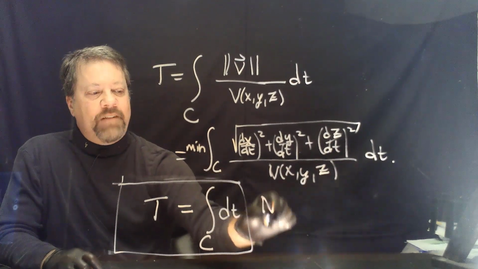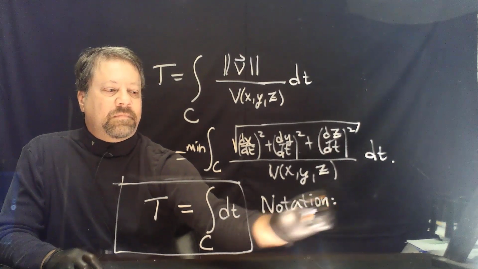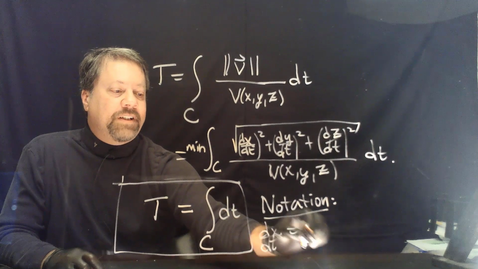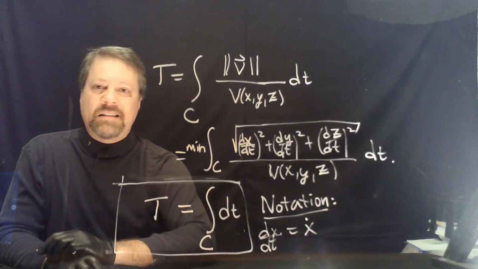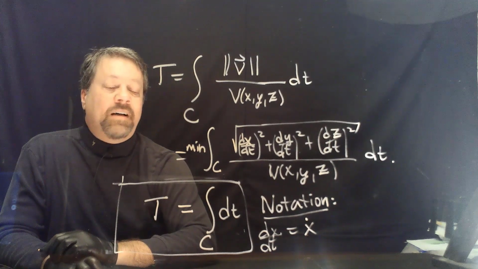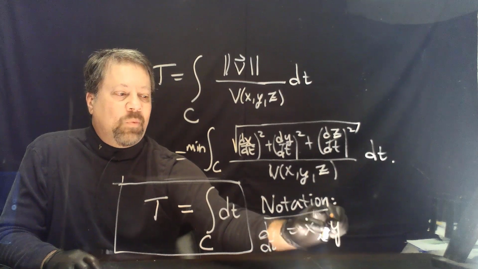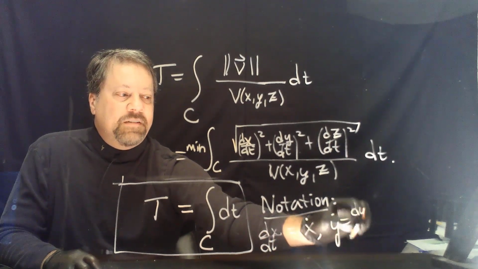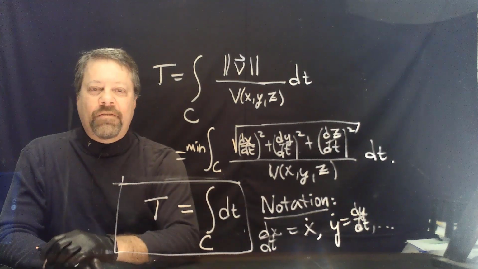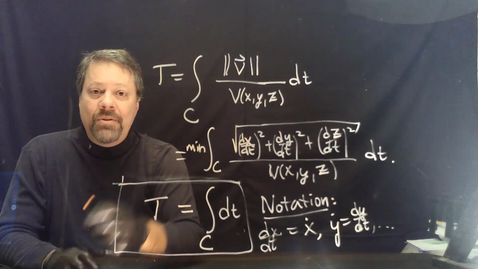As a bit of notation, dx/dt is often denoted by x with a dot. The dot above the variable represents the derivative of that variable with respect to time. So similarly, y dot is, by definition, dy/dt. This notation, using dots for derivatives with respect to time, is due to Sir Isaac Newton himself.